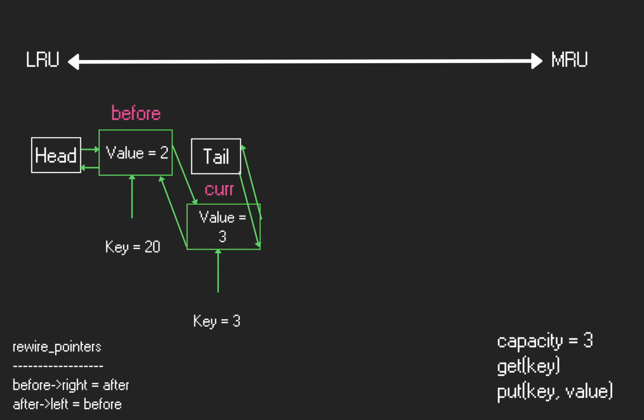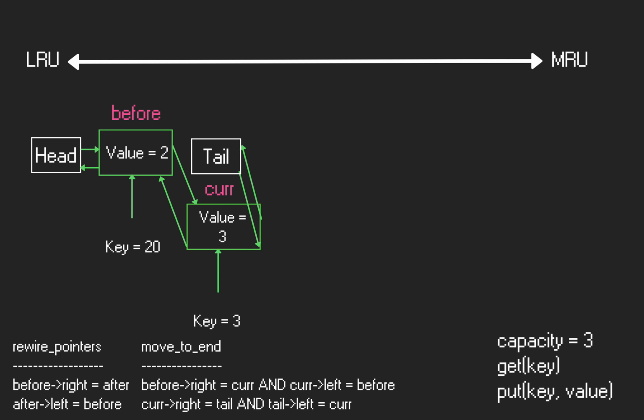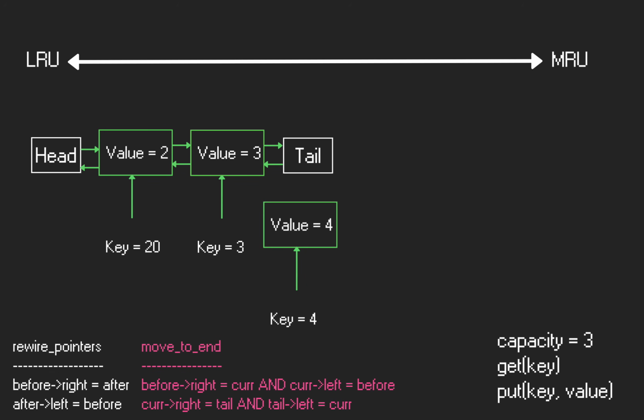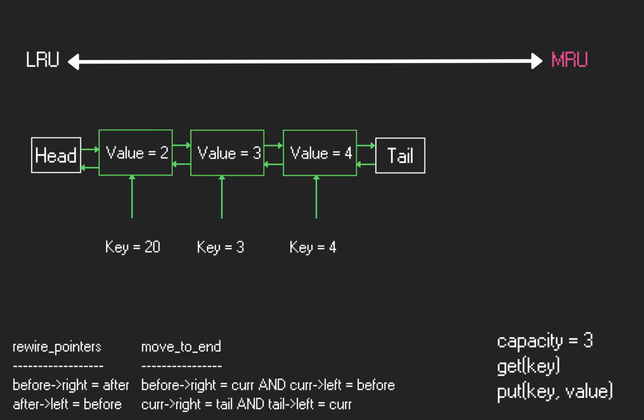To see it better, we can formalize it in a helper function. Amazing. That was so fun. Let's do it again. This time with a key of 4 and a value of 4. Like before, we'll spin up a new node, insert it into our map, and then call our move to end helper to move the node to the end. Remember, this is the most recently used node and thus should appear last.